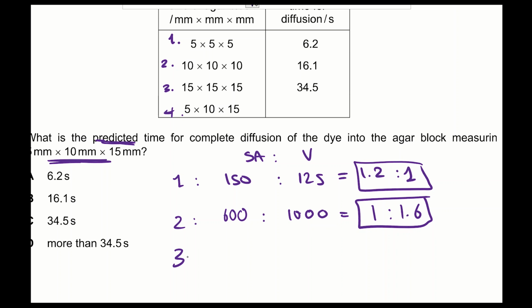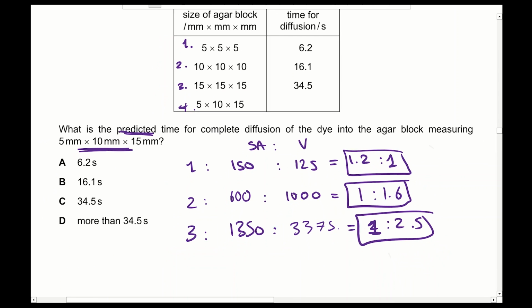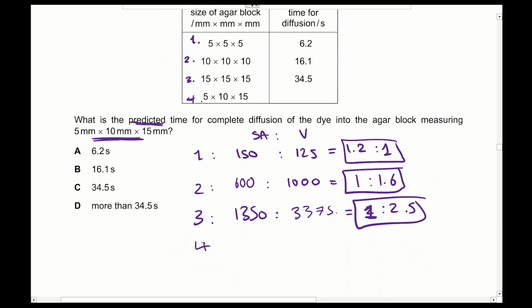Now for 3, the surface area is 1350, and the volume is 3375, which gives us a surface area to volume ratio of 1 to 2.5. Now for block 4, the surface area is going to be 550, and the volume is going to be 750, giving us a surface area to volume ratio of 1 to 1.3.